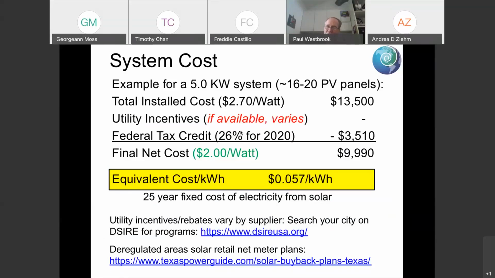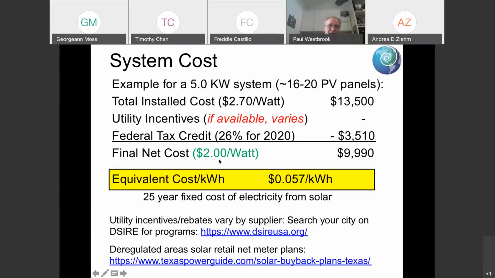There are some utilities that have incentives. If you're in the Encore distribution area, they usually have an incentive every year. The money runs out, so you have to apply quickly. I didn't have any incentive in Grayson Collin, so I just left that blank. The federal tax credit, and I'll show you how this is actually declining, this year for 2020 is 26%. So if you put in that system at the end of the year, you actually get a credit. It's not a deduction, it's a full credit. If you're paying at least enough taxes to get that credit, then you're going to save $3,500 on your taxes.